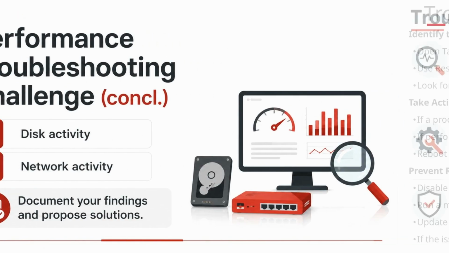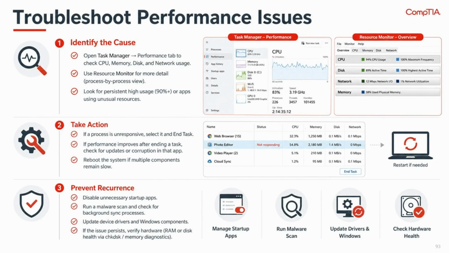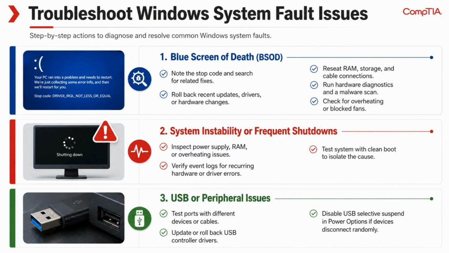Now, let's look at performance troubleshooting. To analyze a system, use tools like Task Manager, Resource Monitor, and Performance Monitor. Your investigation should focus on CPU and memory usage as primary indicators of system strain. Continue your performance investigation by monitoring disk and network activity. Once you have identified the source of the slowdown, make sure to document your findings thoroughly and propose appropriate solutions to resolve the issue.